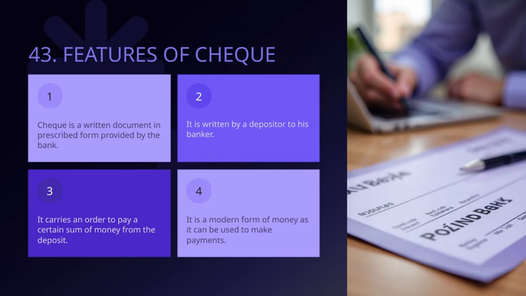When you write a check, you're essentially giving an instruction to your bank to pay a specific amount of money from your account. It's a written order, and this order is directed to your banker. The check itself is a formal document, carefully prepared in a prescribed form by the bank to ensure accuracy and security. It's important to remember that a check is issued by the depositor, which means the person who has deposited funds in the bank, typically the account holder, and they are instructing the bank to transfer that money to someone else or to pay them.